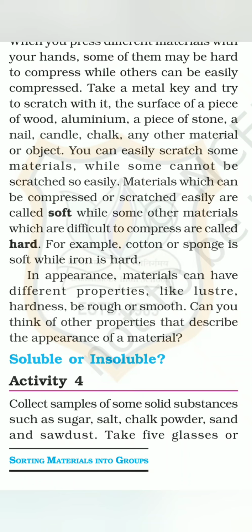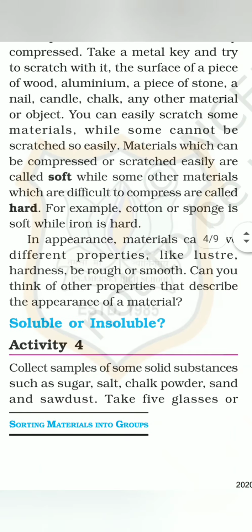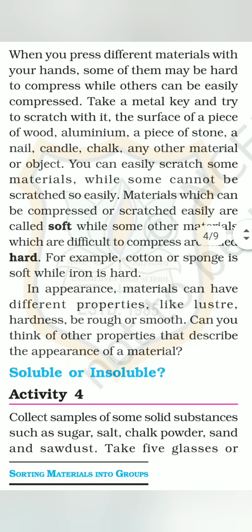In appearance, materials can have different properties like luster, hardness. Luster means shining. Hardness means hard. By rough or smooth, it can be as smooth as cotton. Can you think of other properties that describe the appearance of a material? In our next video, we will learn about the next properties.